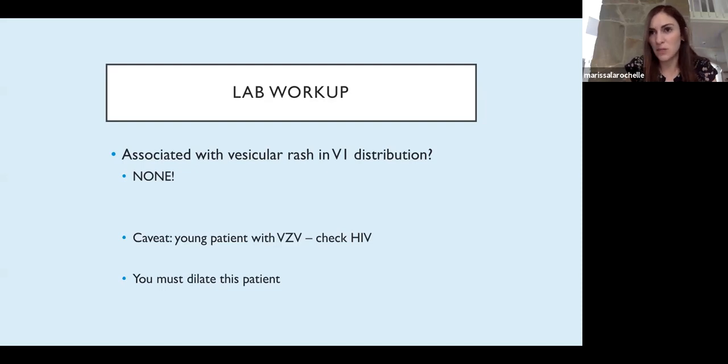You must dilate this patient. Although it would be atypical for an immunocompetent patient to start with shingles and iritis and then progress to posterior involvement with the retina or acute retinal necrosis, you must check. So definitely dilate the patient at the first visit. And then on subsequent exams, it's okay to just follow the anterior chamber flare with non-dilated exams, unless the vision drops and the vision doesn't seem in proportion to what your anterior segment exam findings are, then dilate again.